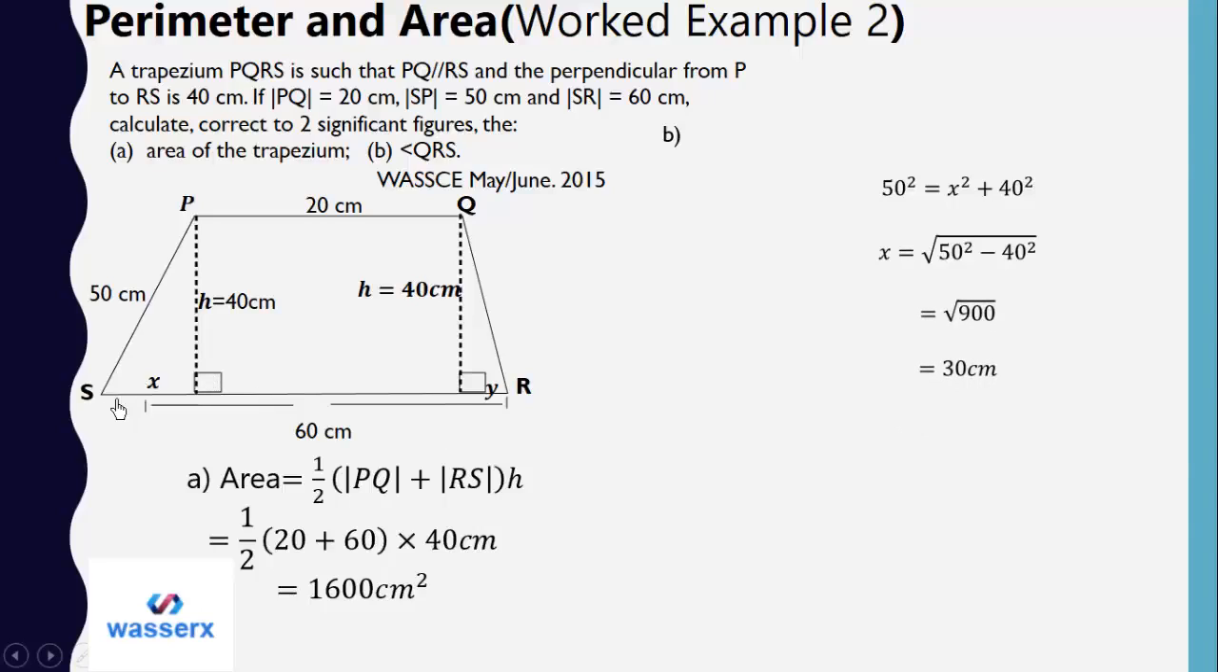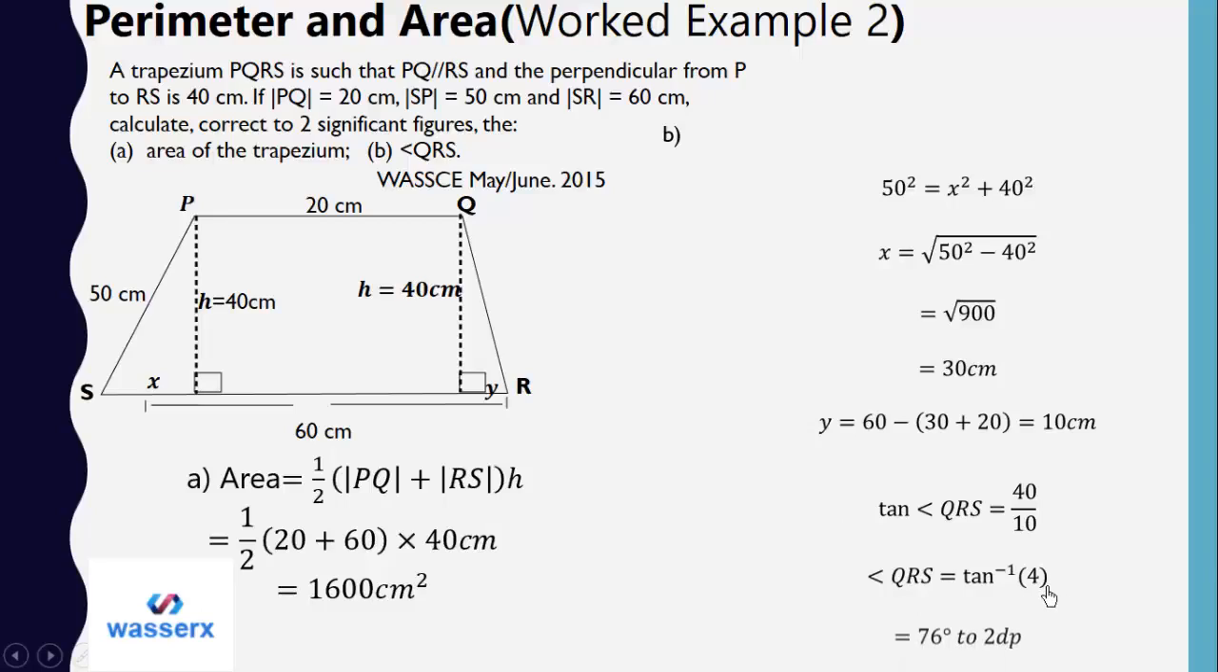Now this is 30, but from here to here is 60, and we know that from here to here is 20. So 20 plus 30 will be 50. So we can determine Y now to be equal to 10 centimeters. Now we can use the tangent ratio to find this angle over here. So the angle over here, which is QRS, is given by tan QRS is equal to 40 over 10. That's opposite over adjacent. So this will give us the tan inverse of 4, and that will be equal to 76 degrees to 2 decimal places.